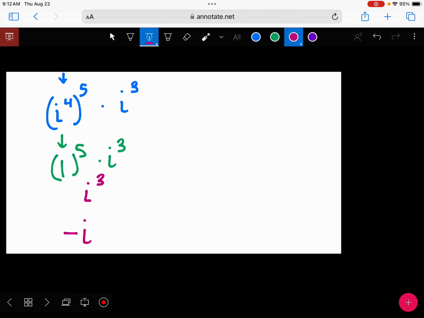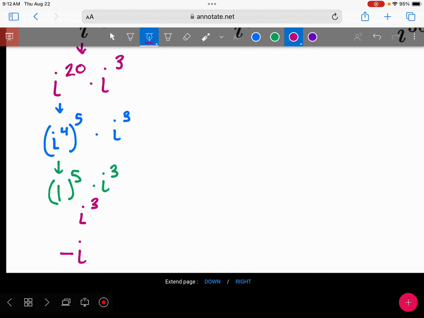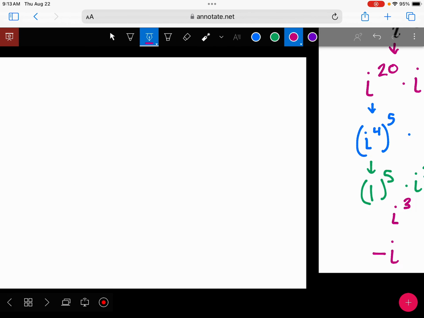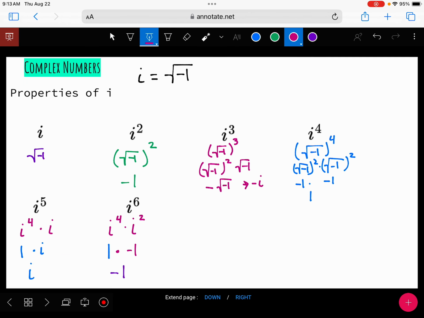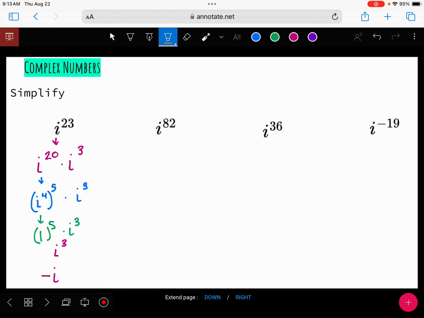What was I to the 4th again? I to the 4th is 1. So we wanted that here. Oh, but look at the last one, I to the 5th simplifies down to just the I, because we had I to the 4th times I, and I to the 4th is just 1. We're going to practice this some more.